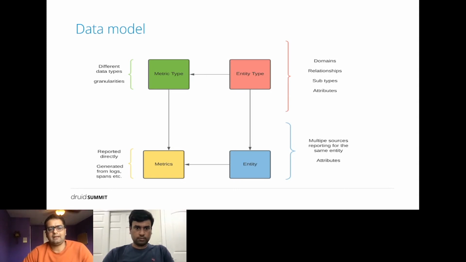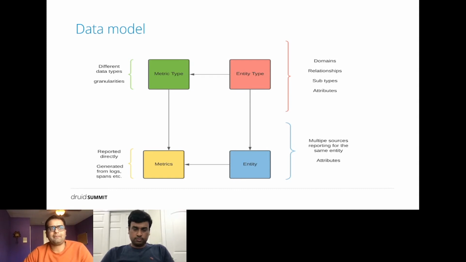Now, similarly to entity types, we have metric types. A CPU usage metric is one metric type, but when it is attached to a particular instance of an entity, then it becomes an actual metric. Now, in a metric, there are a few salient features. One is the data type that we use, whether it is a long or a double or a float, and then there's the granularity. Some people might be measuring this metric at a sub-minute granularity, or at a minute, and other CloudWatch metrics might be at a 5-minute granularity. So these are a set of differences. And then the way the metrics are derived is also different. Some metrics are reported directly by the system, by the application. And other metrics can be generated from logs or spans, etc.